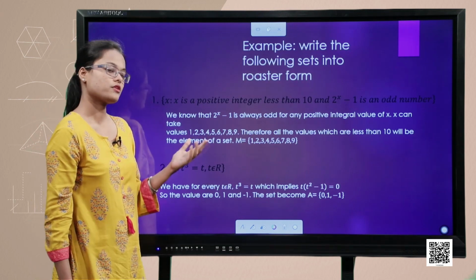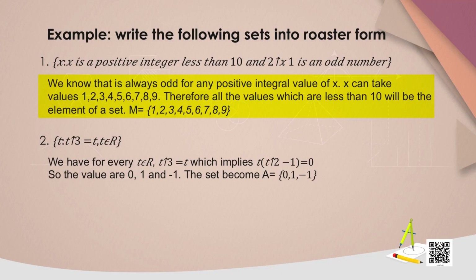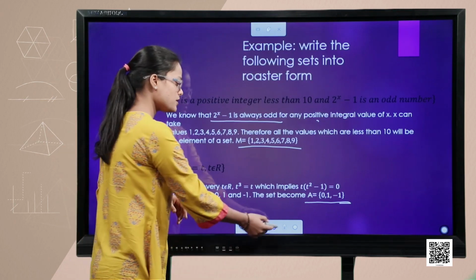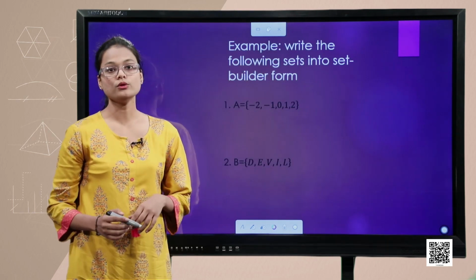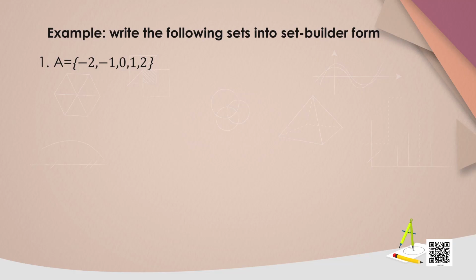The answers are, we have already discussed, 2 raised to x minus 1 is always odd. So, for any positive integral value of x, this expression will always be odd. So, the set M is equal to how many elements? 9 elements. 1, 2, 3, 4, 5 up till 9. In the second example, let A be the set having 3 elements 0, 1 and minus 1. So, let us take one more example in which we have to convert the set into a set builder form. This is a set A. How many elements are there? 5 elements.